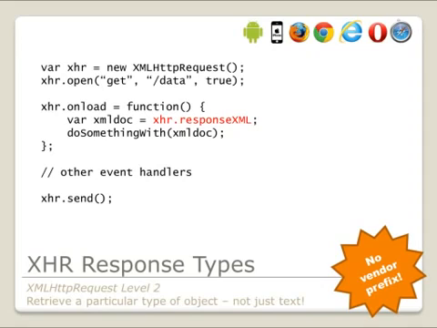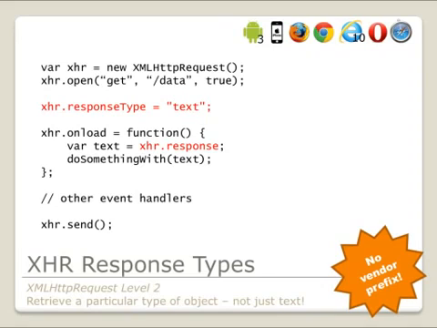If the response was XML, you also have the option of using response XML. Now this is nothing new. This has been part of the XHR object from the start. If your response type is an XML response type, the browser will automatically parse it into an XML DOM and store that in response XML for you to use. And this isn't new. This has been supported in browsers for a long time.